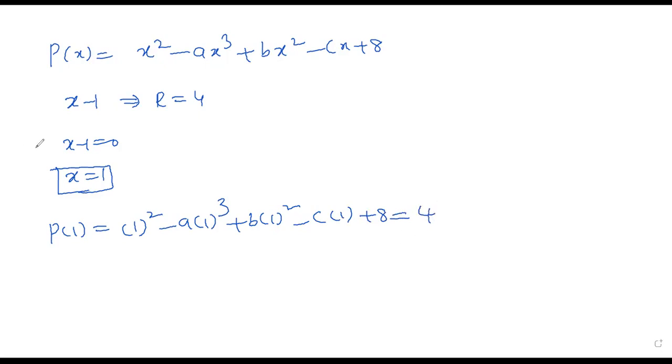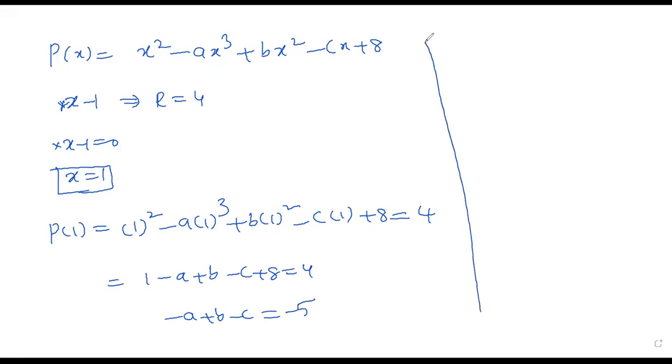They said this is not a 0 of the polynomial. So it will become 1 minus a plus b minus c plus 8 equal to 4. That means minus a plus b minus c plus 9 equals 4, so minus a plus b minus c equal to minus 5.